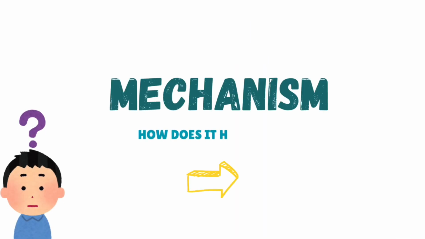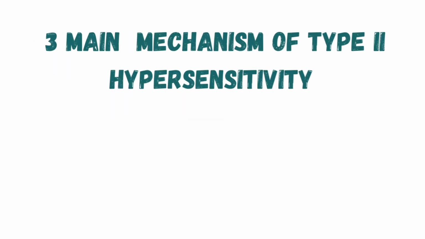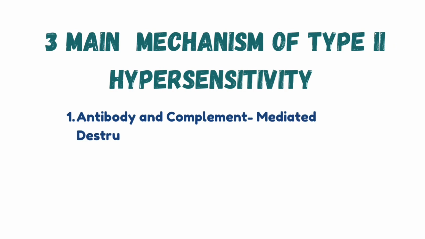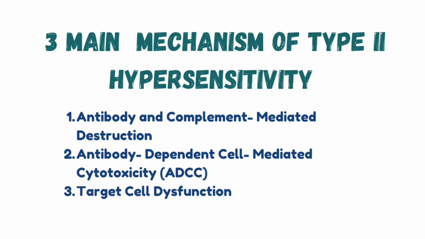Okay, so now let's look at the mechanism. How does it happen? There are three main mechanisms of type 2 hypersensitivity. The first one is antibody and complement mediated destruction. The second one is antibody dependent cell mediated cytotoxicity, also known as ADCC. And the last one is target cell dysfunction.